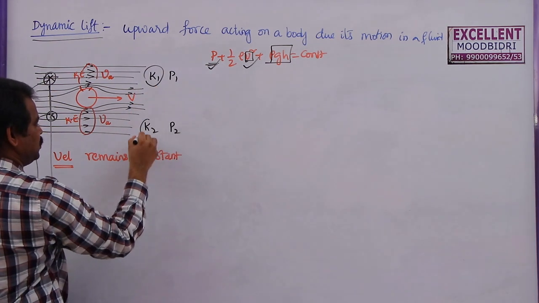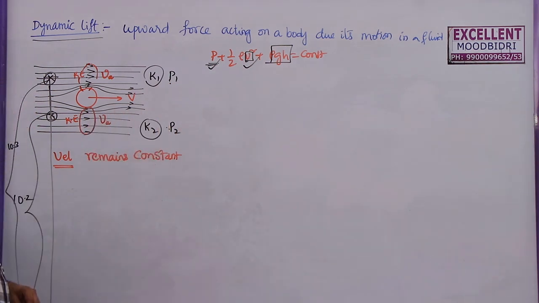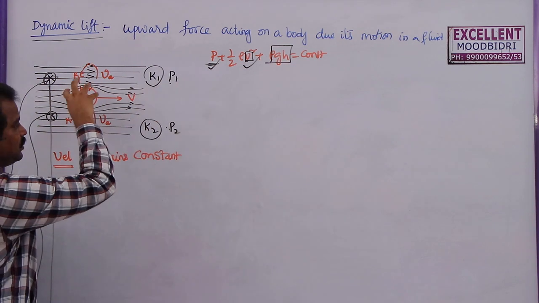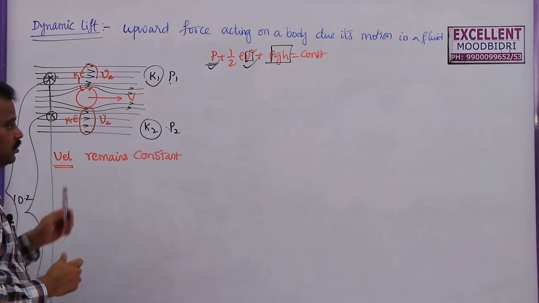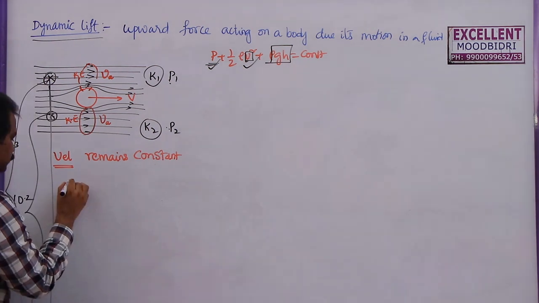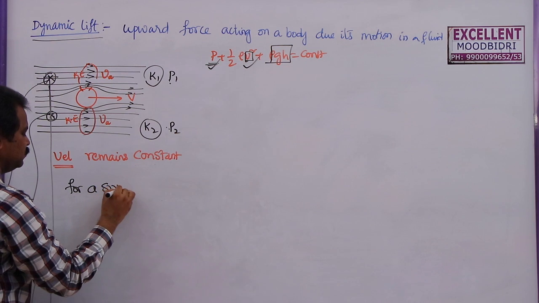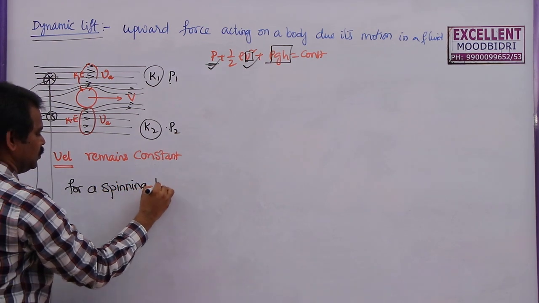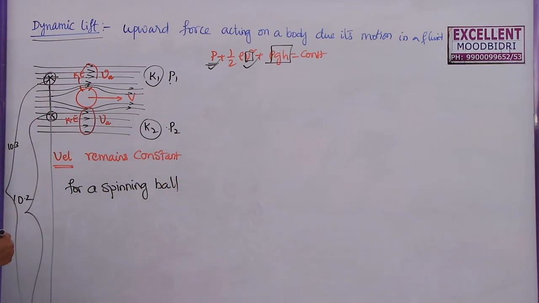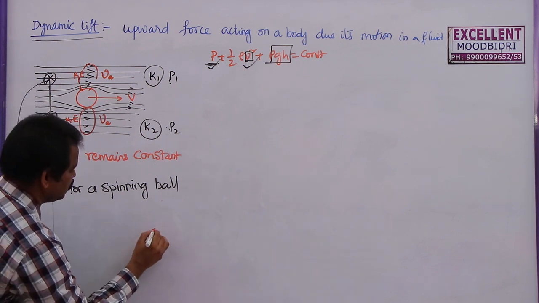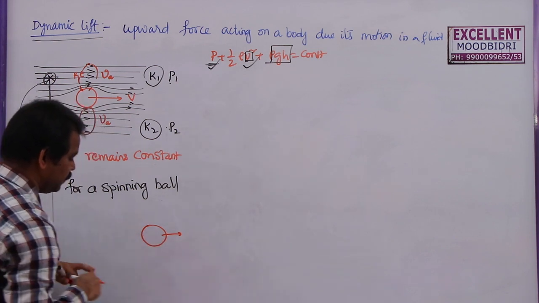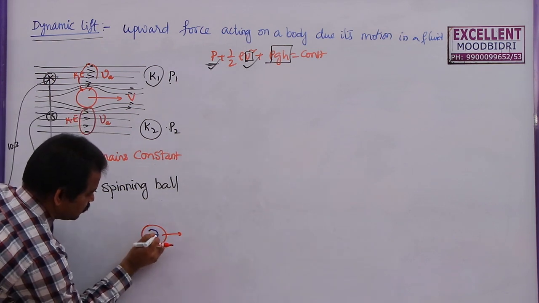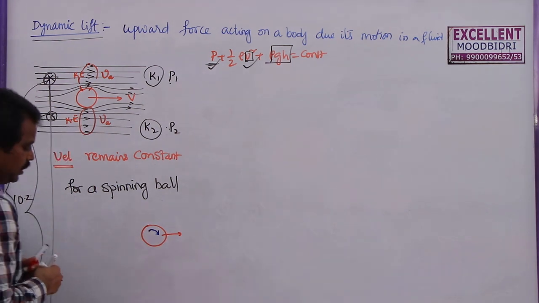So as there is no change in kinetic energy, there is no change in pressure energy. Now, suppose the ball is not moving along a straight line, but is rotating like this. Let me take the spinning ball here. This is the ball which is moving with a velocity as well as spinning about its own axis like this. Now, what are the streamlines here?